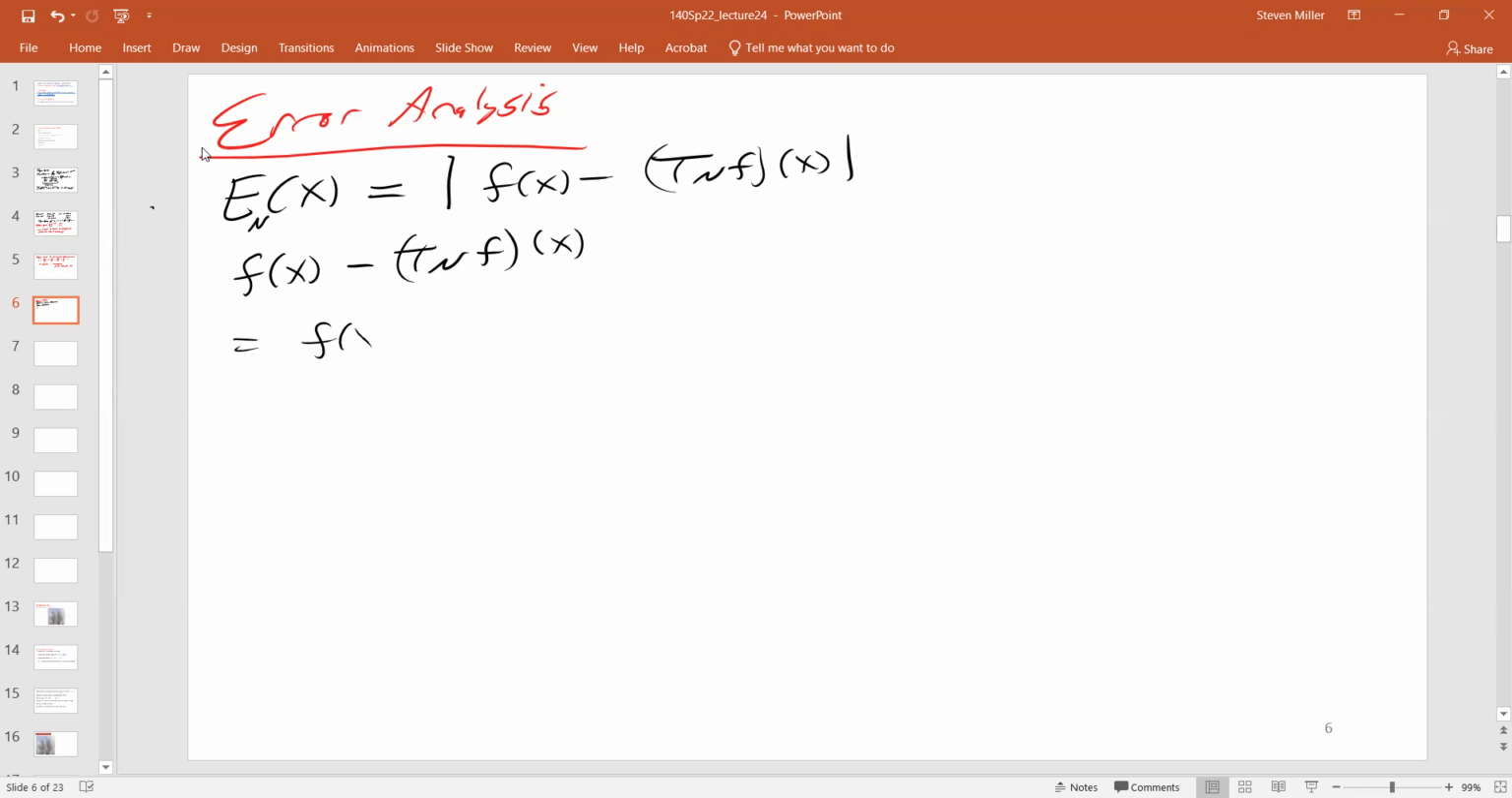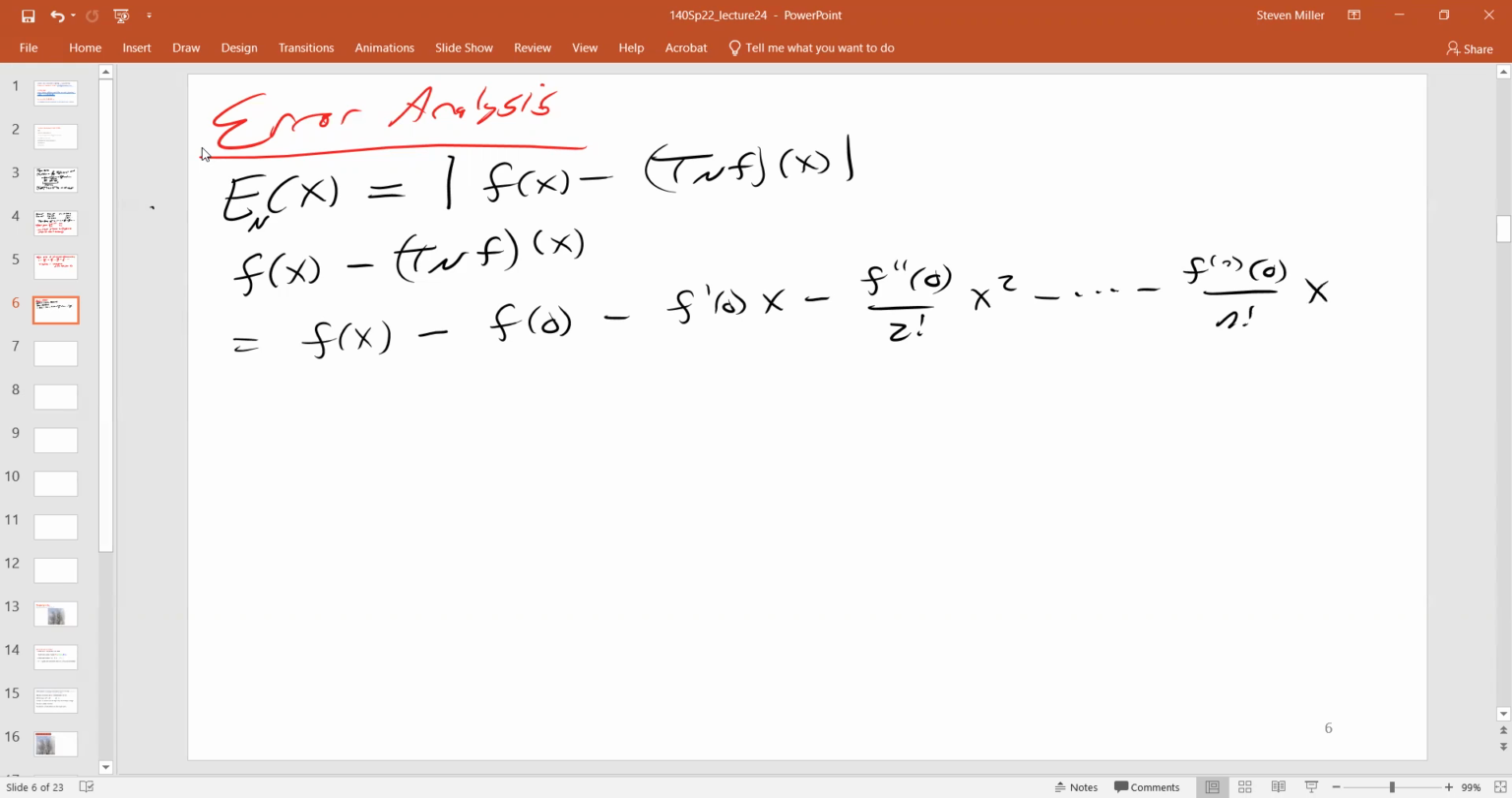This is going to be f of x minus f of 0 minus f prime of 0 x minus f double prime of 0 over 2 factorial x squared, minus all the way down to the nth derivative at 0 over n factorial x to the n.